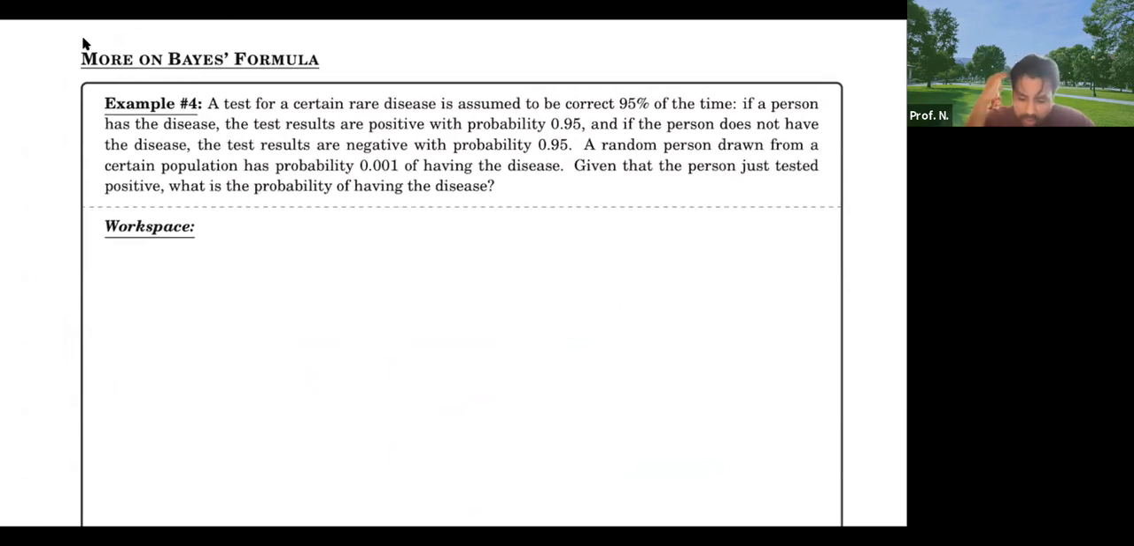So this question was actually given to real medical professionals, and 80% of those people that were given this question got it wrong. So what is this scenario? We have a test and there's a certain rare disease, right? And they say that this test is 95% accurate.